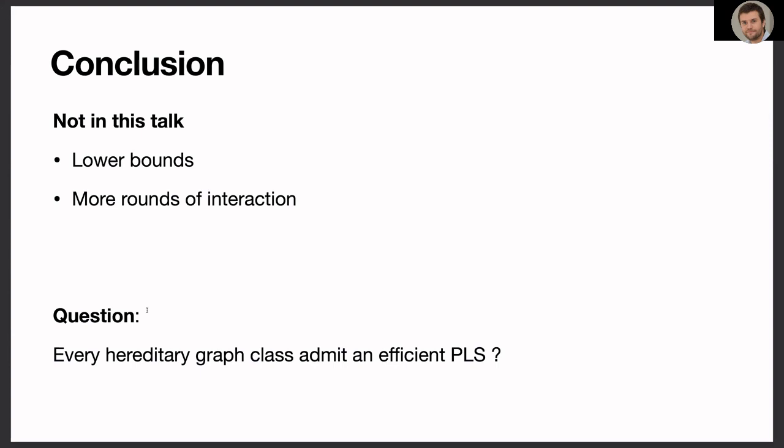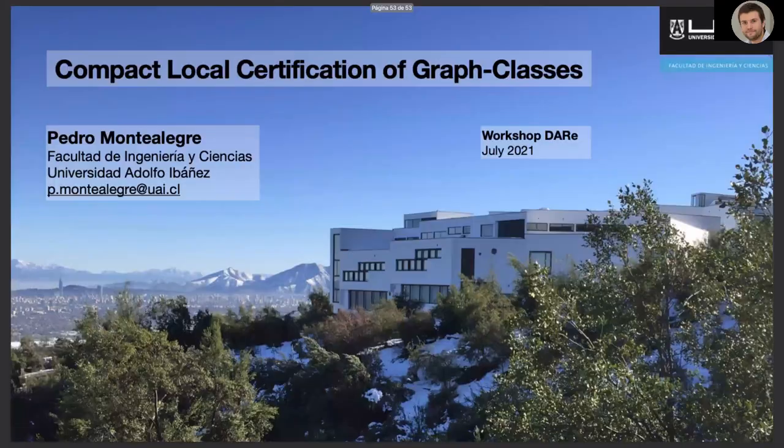Another weaker question is whether every graph class that can be defined by an intersection model of simple objects can admit an efficient PLS, and that's also unknown for the moment. Well, that's the presentation. Thank you very much.